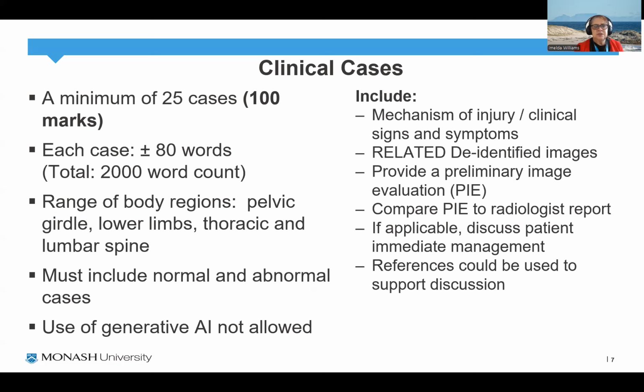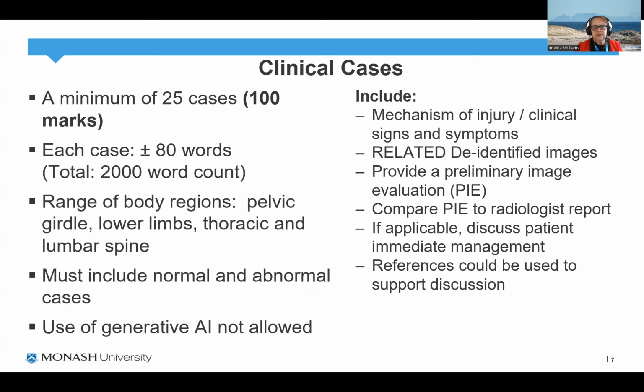It's really important when you submit your cases that you include both abnormal as well as normal cases. There is a tendency to have very few normal cases, and if you do that, it will actually affect your specificity, because say, for example, you only submit 2 normal cases and one of the cases has incorrect information, your specificity will be very low. Because this assessment requires your knowledge that you need to demonstrate, generative AI is not allowed.